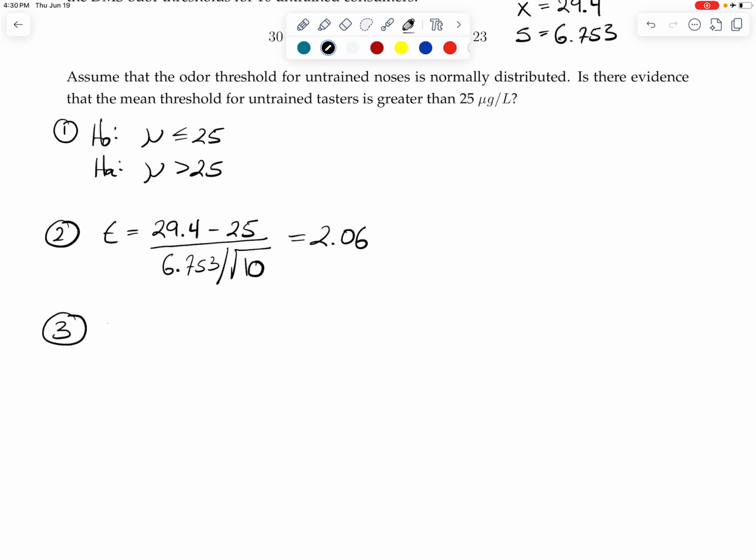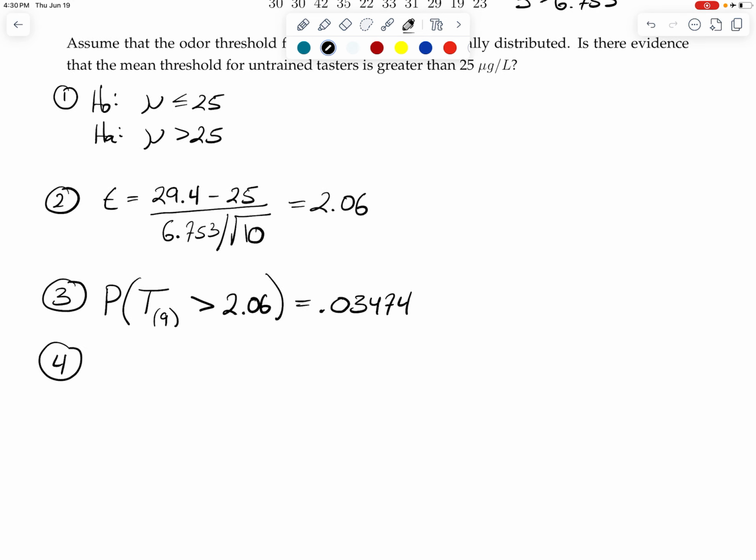You can compute the probability that the t-distribution with, of course, 9 degrees of freedom. Which way do I go? I go with the alternative hypothesis direction. There's a greater than there, so I'm going to put a greater than here. I write down my statistic of 2.06. I load up the app. I'll let you do that. And when you do that, you should get out a p-value of 0.03474.